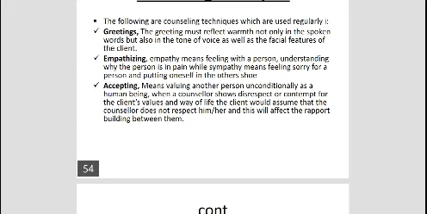Empathy means feeling with the person, understanding why the person is in pain, while sympathy means feeling sorry for a person and putting oneself in the other's shoes. I think now we understand the difference between empathy and sympathy. Empathy means feeling with a person, understanding why the person is in pain, while sympathy means feeling sorry for a person and putting oneself in the other's shoes. This is also very important.